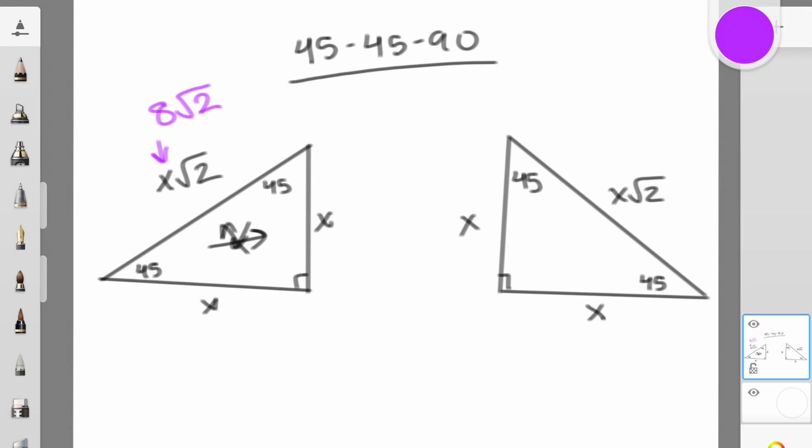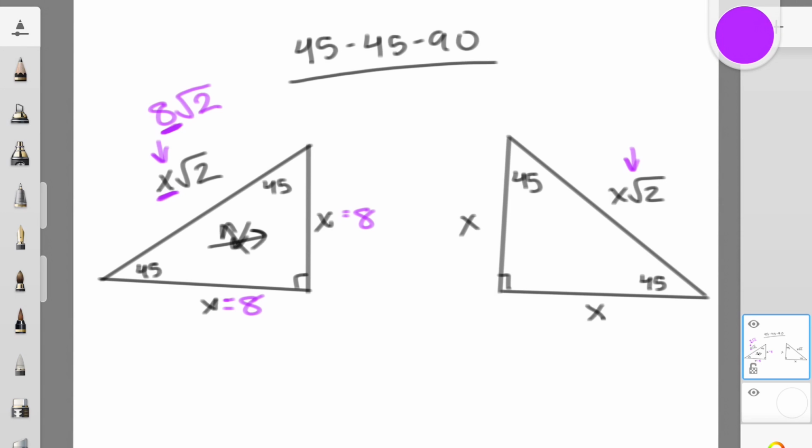We know this one is easy since we see that the only difference between the formula of x square root of 2 and 8 square root of 2 is that the x replaces the 8. So you know that x equals 8, and you're going to replace the rest of the x's with 8. So the sides opposite of 45 are 8.